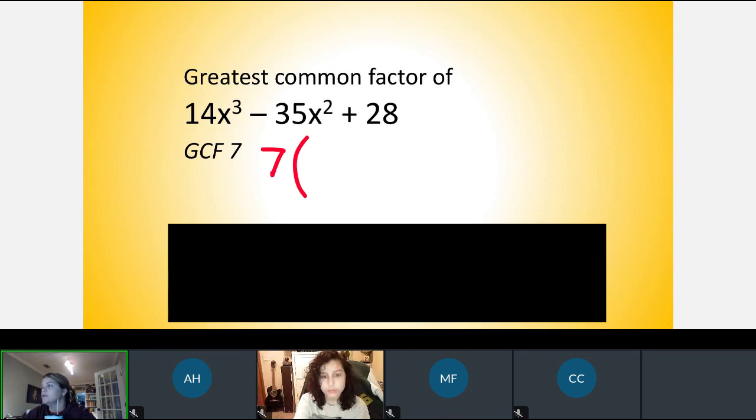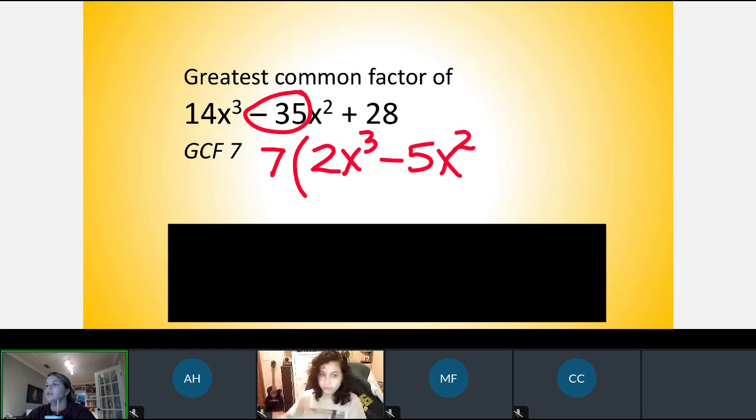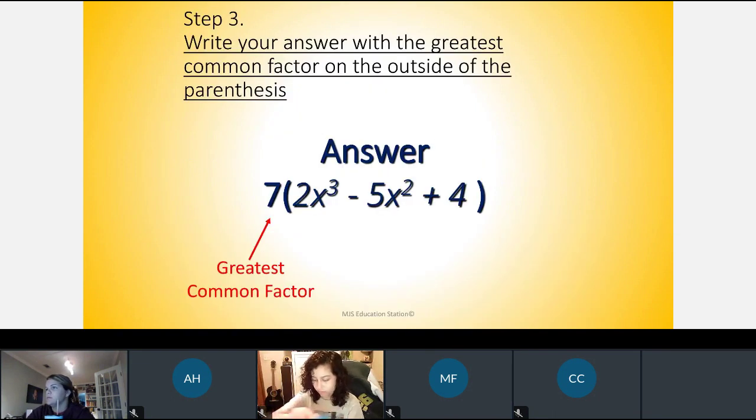So 14x to the third divided by 7. 14 divided by 7 is 2. And then x to the third is going to stay the same. I'm not dividing any of my variables. Good. Negative 35. Don't forget about your negative in front. Negative 35 divided by 7 is negative 5. X squared. Nothing changes with our variables because we aren't dividing by any of our variables or exponents. And then lastly, 28 divided by 7 is 4. Okay, questions so far?